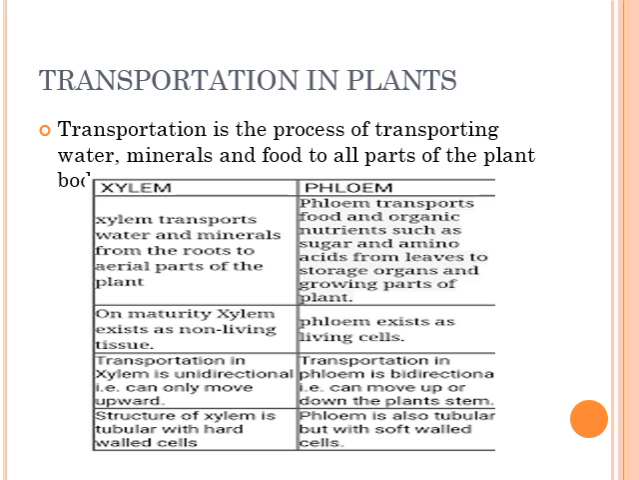Now children, in this slide we'll be observing how transportation in plants takes place. Now, as we know, transportation in plants is conducted by the two vascular tissues, or the conducting tissues, known as xylem as well as phloem. Now, xylem is responsible for the conduction of water and minerals, and phloem is responsible for taking food materials.